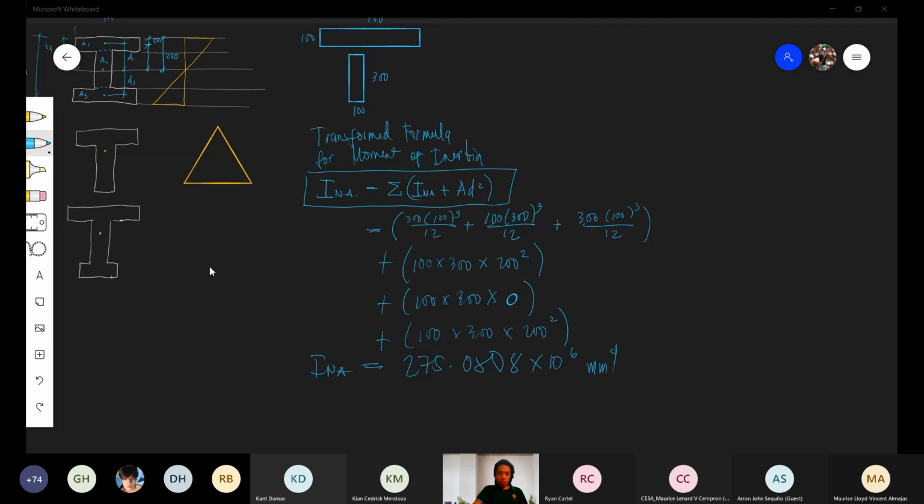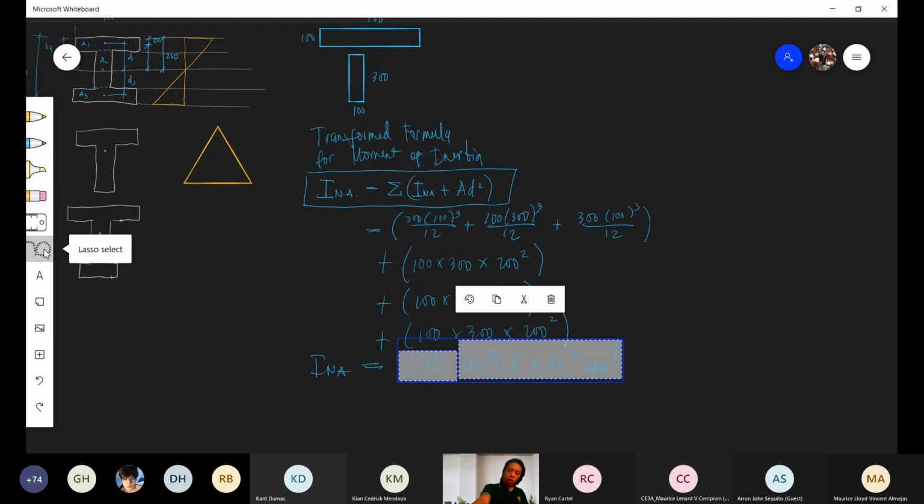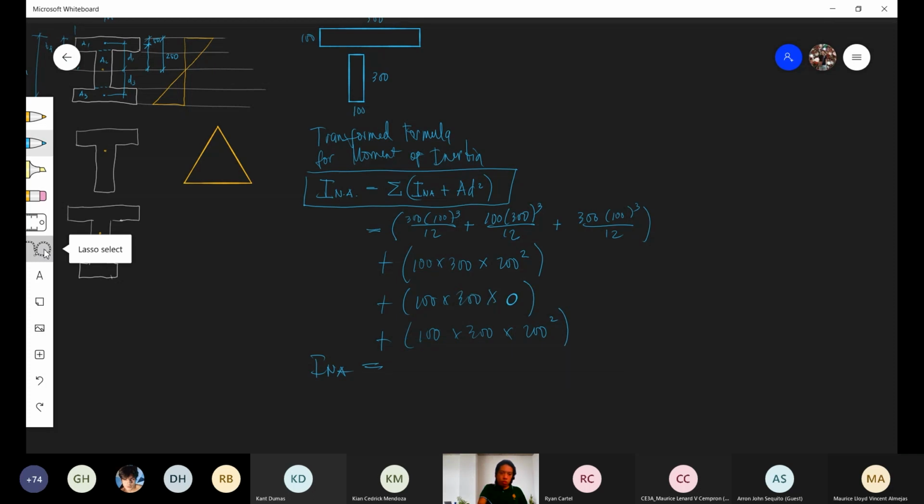So the answer is 2.675 times 10 raised to 9. Let me erase this. So this is 2.675 times 10 raised to 9. Next is the unit, my second note.